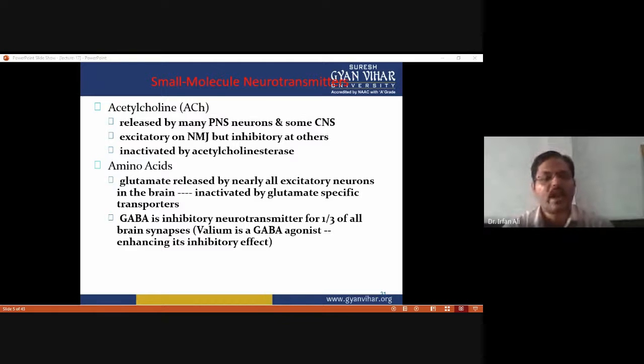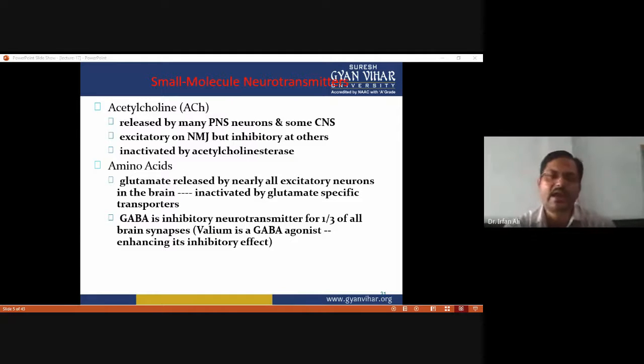When the process or nerve impulse conduction is completed, the same acetylcholine molecule can be degraded by acetylcholine esterase. The second type of neurotransmitter is of amino acid nature, like glutamate. This glutamate is an amino acid that is released by nearly all excited neurons present in the brain.